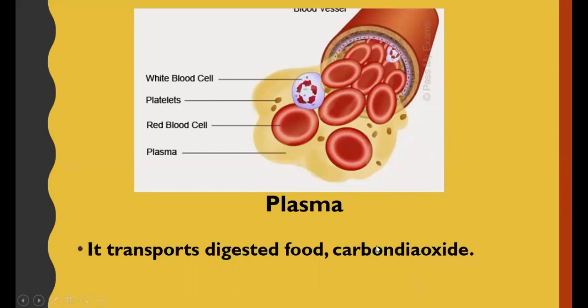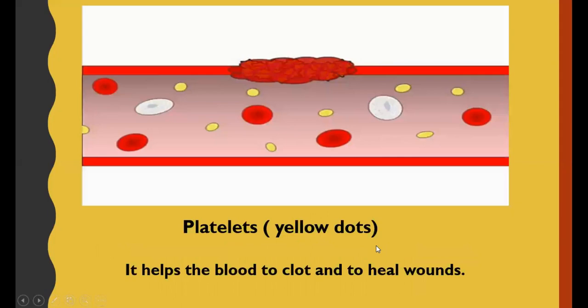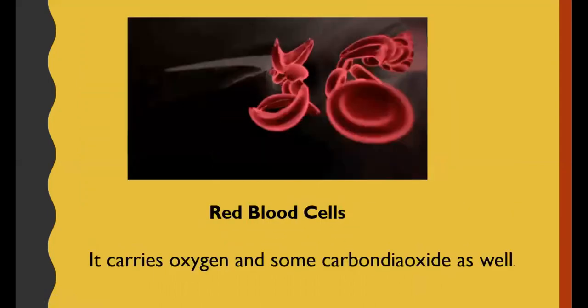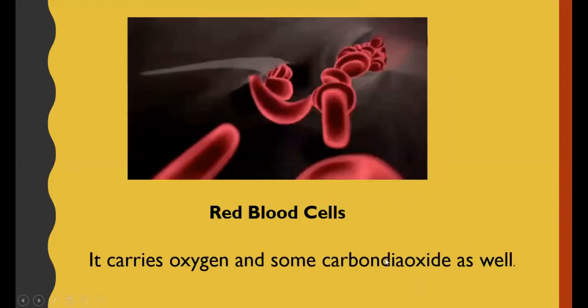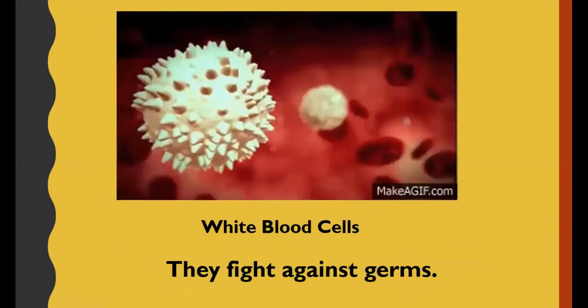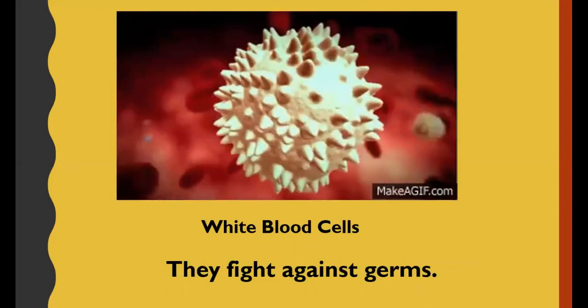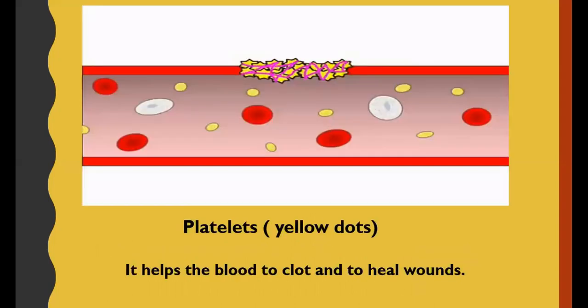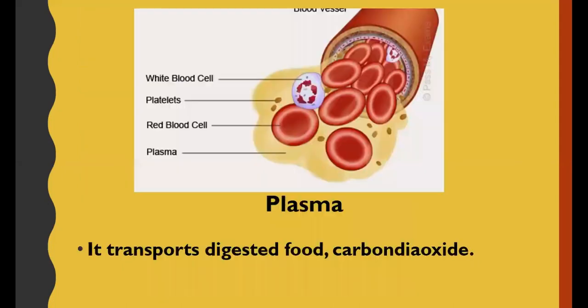So let's revise. Red blood cells, what do they carry? They carry oxygen and some amount of carbon dioxide with them. White blood cells, what do they do? They just fight against germs. They are the soldiers of our body. Platelets help the blood to clot and to heal wounds, and we all know now what clotting is. Then the last is plasma. Plasma is the liquid substance of our body, and it transports the digested food and carbon dioxide.